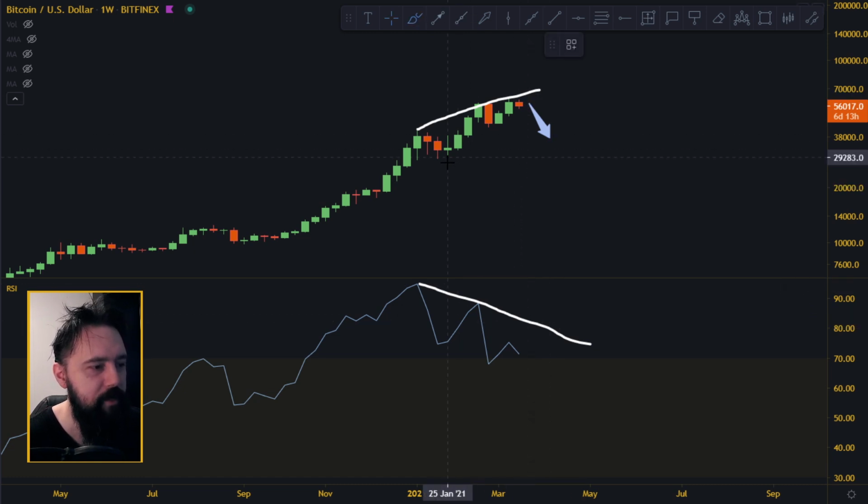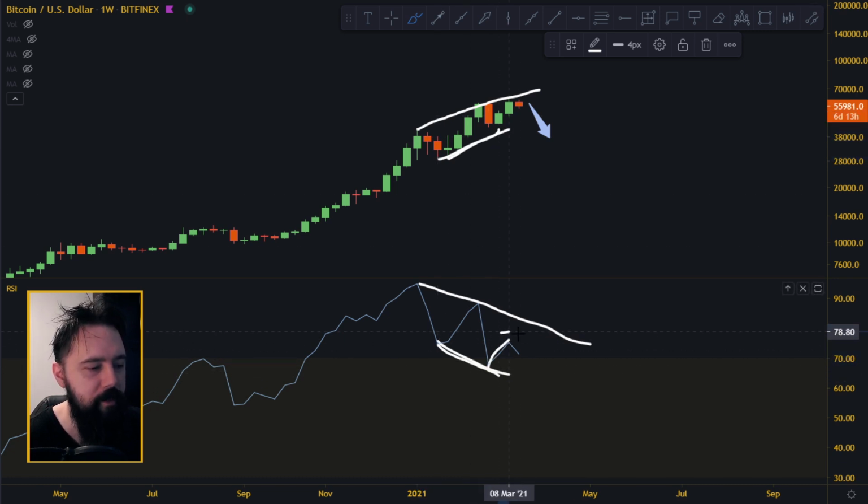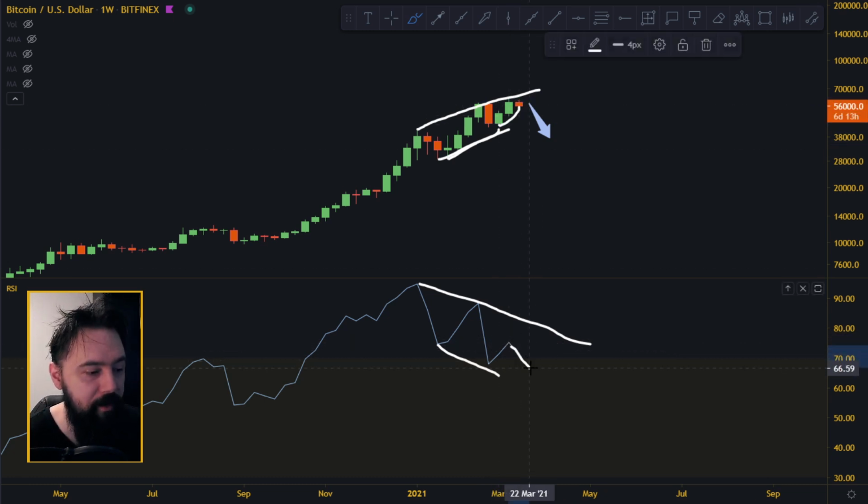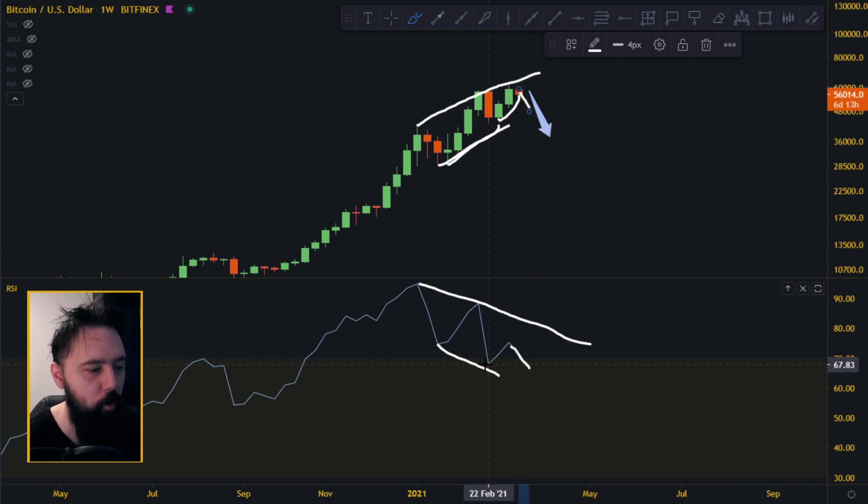But look on the bottom side, this was a hidden bullish divergence, because the price is going up, the RSI is going down. So we have this move on the upside, right? And that's already played out. So now what we are waiting for is for this move to finish. And it doesn't matter where it does finish.